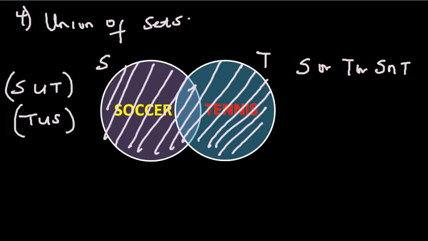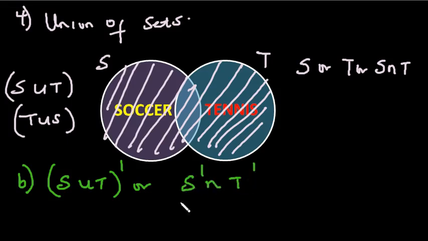Now, the next one will be the complement of a union. Let's say S union T complement, or we can write this as S complement intersection T complement. What we are trying to say is S union T complement means elements present in the universal set but not present in either of these two. And that's the same thing as S complement intersection T complement, because S complement means elements present in the universal set but not in S. T complement means elements present in the universal set but not in T. And the intersection of the two will obviously be the complement of the union of both.